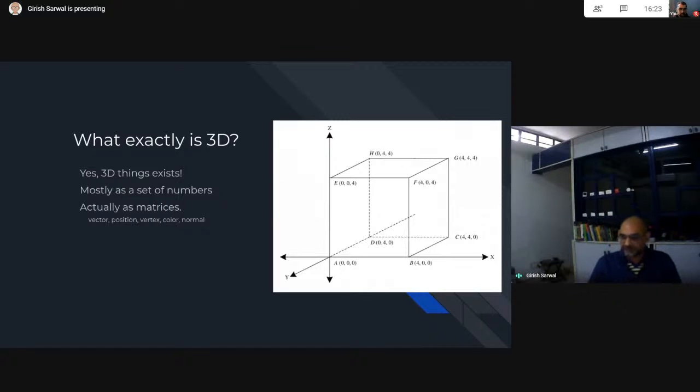I mean, everybody tells us that 3D is just 2D on the screen and done in a special way, but do 3D things actually exist, or do 3D structures actually exist inside a computer? So my answer typically to them is that yes, 3D things do exist. They typically only exist as a set of numbers. So there is no manifestation.